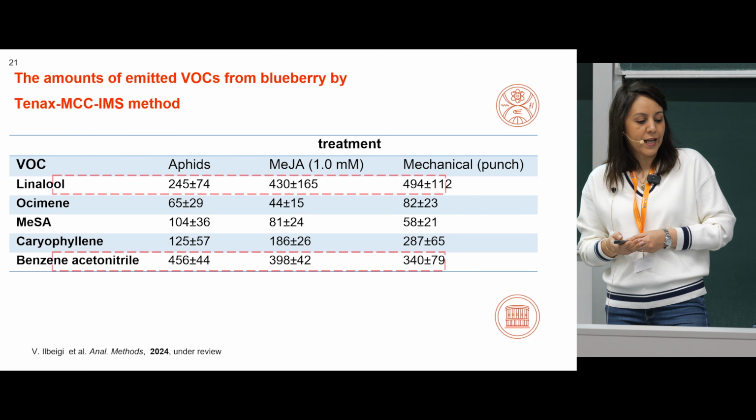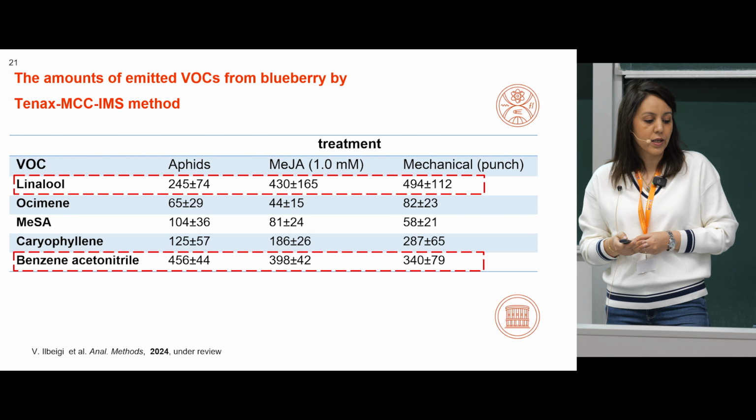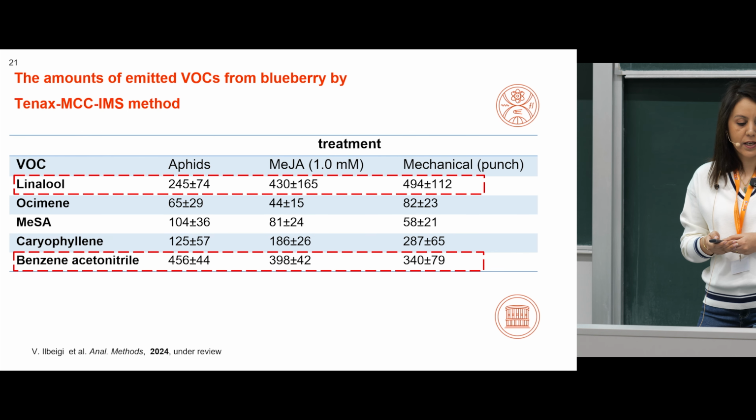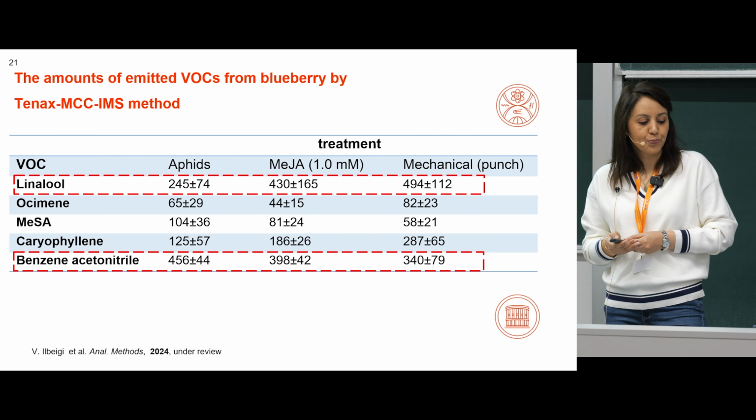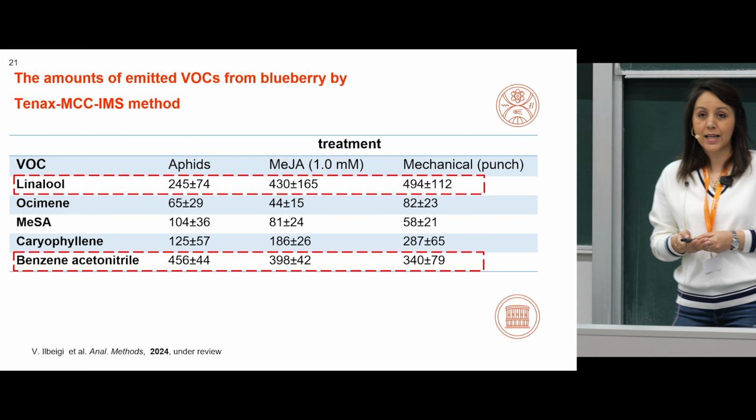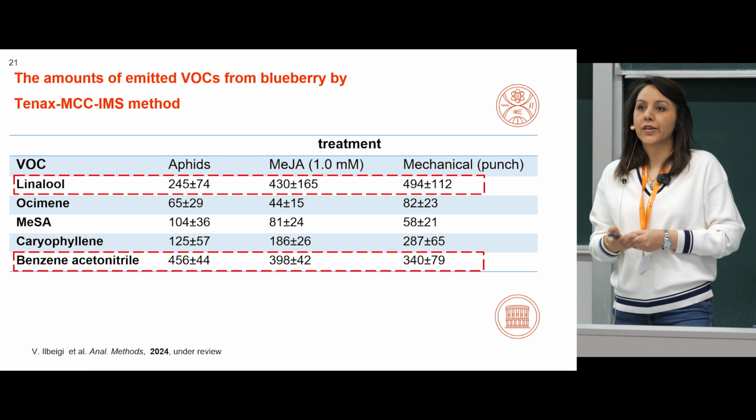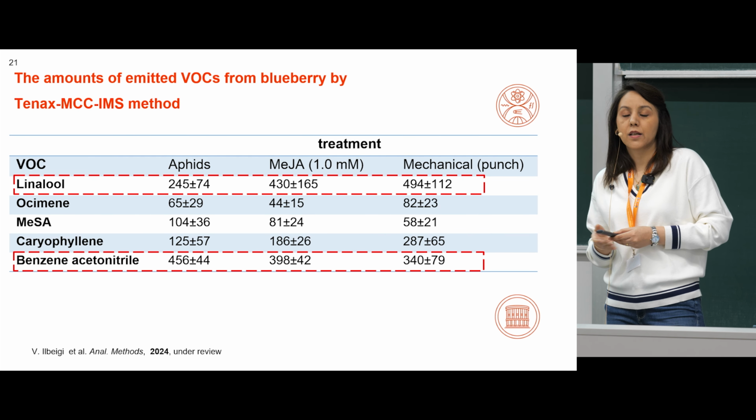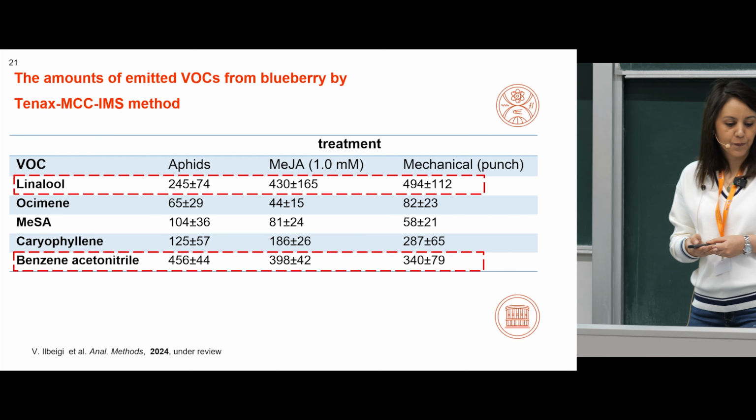Our results show that blueberry plants produce more linalool and benzyl acetonitrile after exposure to different stress factors. So, by identification of linalool and benzyl acetonitrile, we can find that the blueberry plant is under attack by some herbivore, like aphids, caterpillars, or other stress.